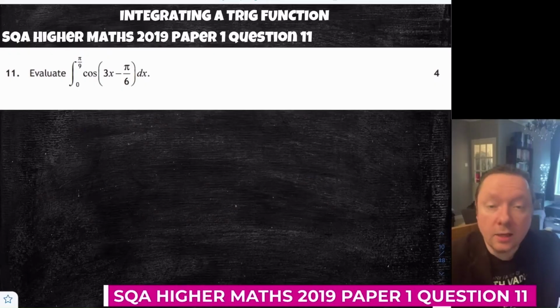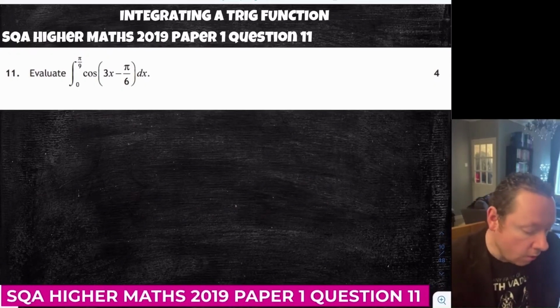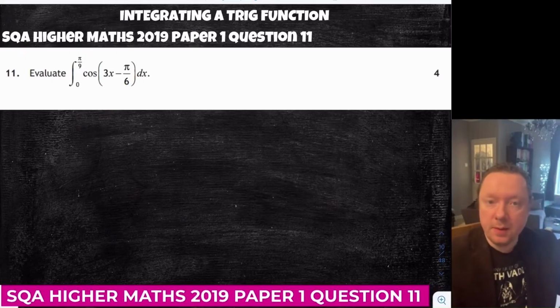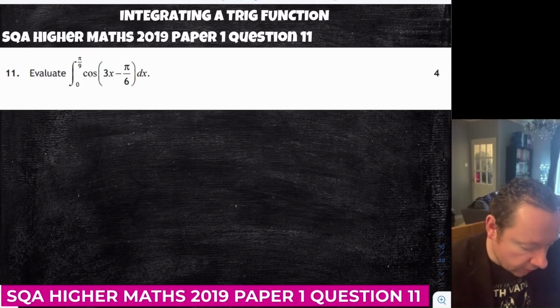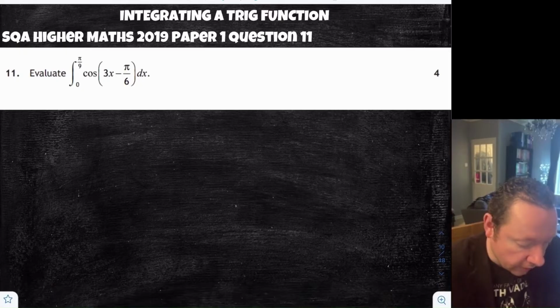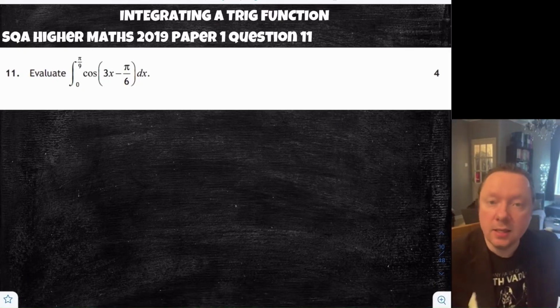And we're done there. Okay, integrating a trig function again with a chain rule. We've got Higher Maths 2019, Paper 1, Question 11. Evaluate the integral between 0 and pi over 9 of cos of 3x minus pi over 6 dx. Exact value question as well because it's non-calculator.